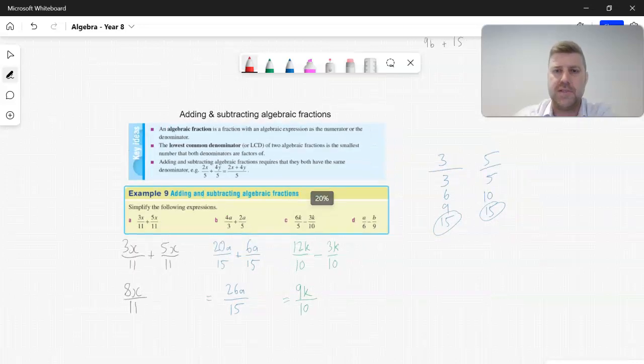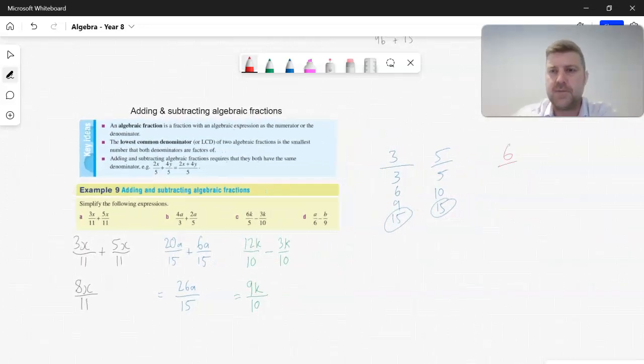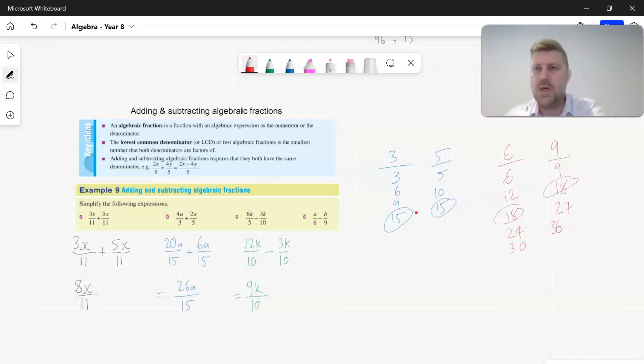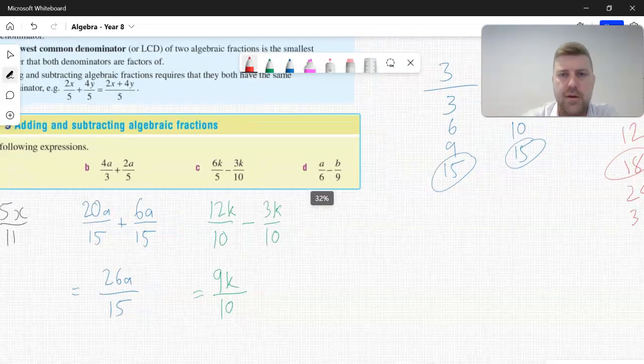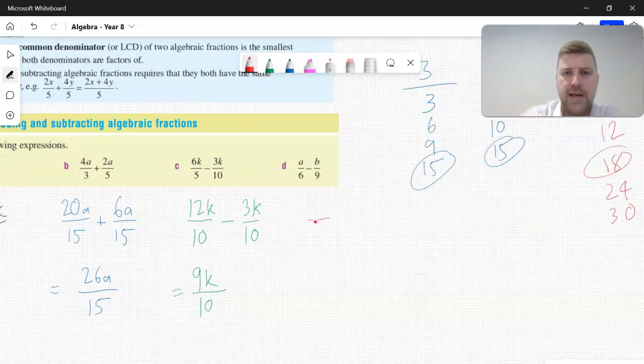What are some multiples of 6 and 9? So for 6, we have 6, 12, 18, 24, 30. I could keep going, but I'll stop. 9 has multiples, so let's go 9, 18, 27, 36. You can see there that the lowest common multiple is 18. So I'm going to rewrite both of those algebraic fractions with denominators of 18.